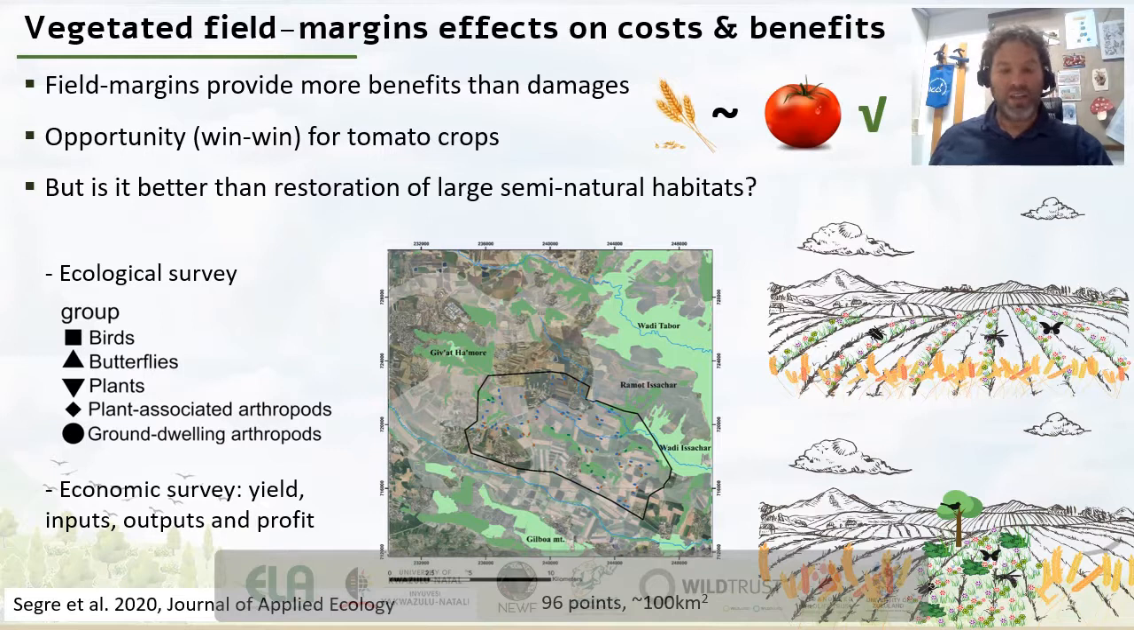And that's why we did a huge survey of 96 points throughout the landscape. We sampled birds, butterflies, plants, and different types of arthropods. We also made an economic survey. We collected information from farmers about yields, inputs, outputs, their practices, of course, and profit. And again, I will briefly take you through the results.